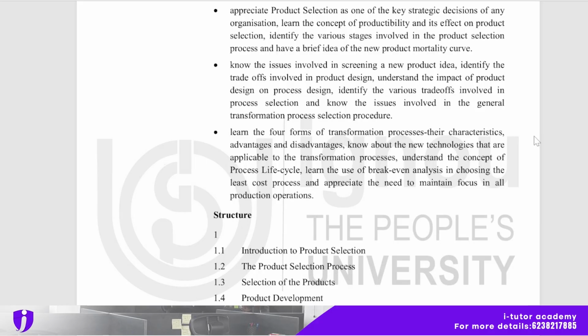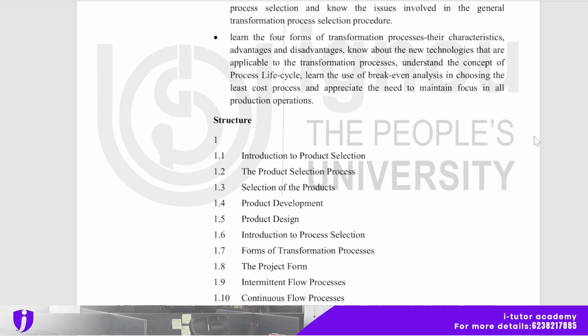to identify the various trade-offs involved in process selection, and know the issues involved in the general transformation process selection procedure; to learn the four forms of transformation process, their characteristics, advantages and disadvantages; to know about the new technologies that are applicable to the transformation process; to understand the concept of process life cycle; to learn the use of break-even analysis in choosing the least cost process; and to appreciate the need to maintain focus in all product operations. These are the objectives of this unit.